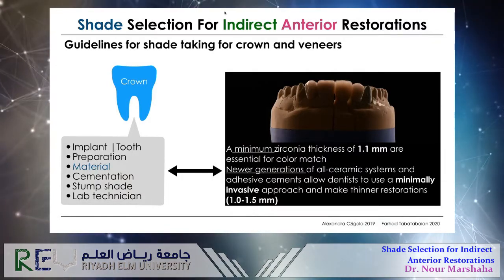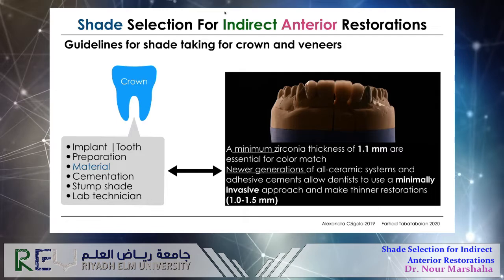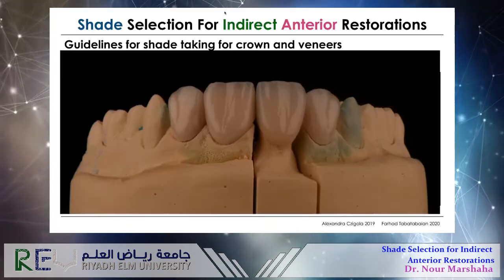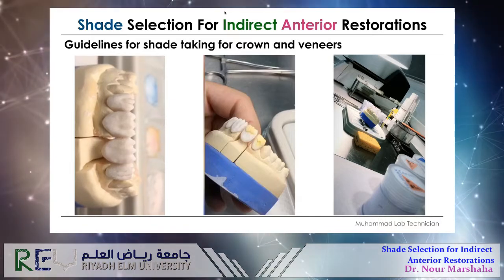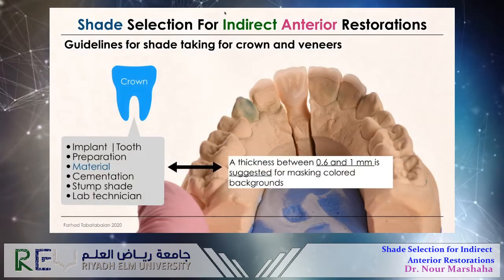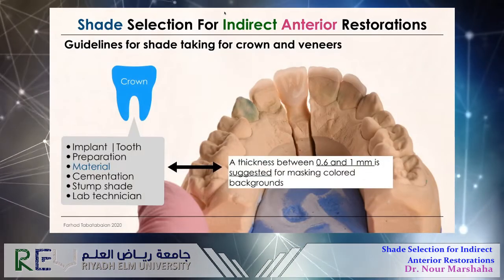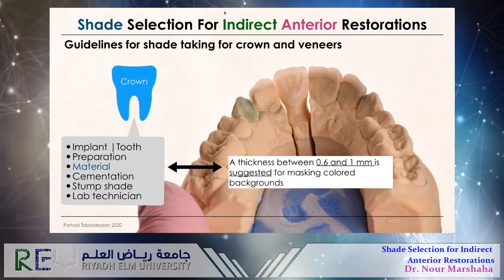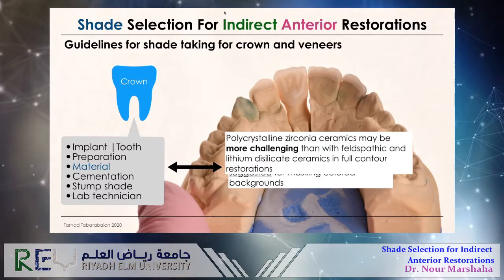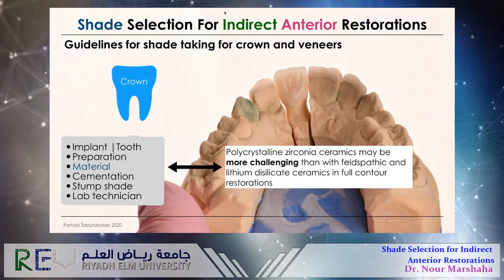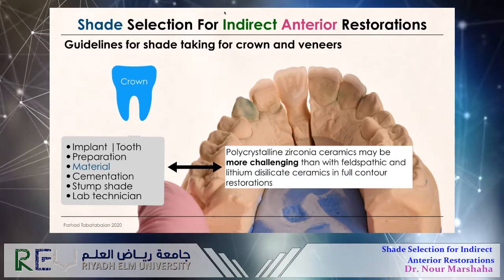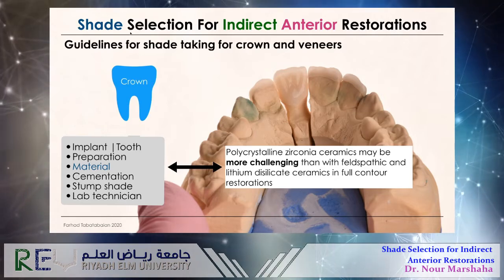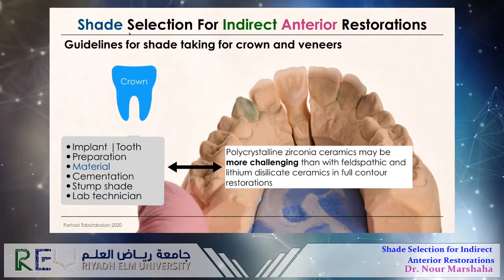New generation all-ceramic systems and adhesive systems allow dentists to use a minimally invasive approach to make thinner restorations. A thickness between 0.6 millimeter and 1 millimeter is suggested for masking colored backgrounds. And polycrystalline zirconia ceramics may be more challenging than feldspathic and lithium disilicate ceramics in full contour restoration.